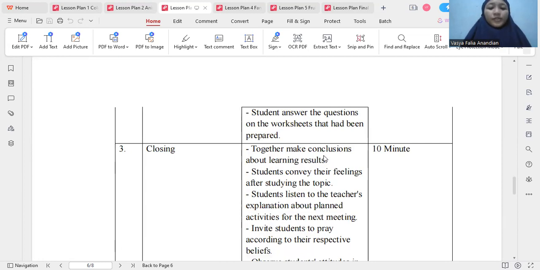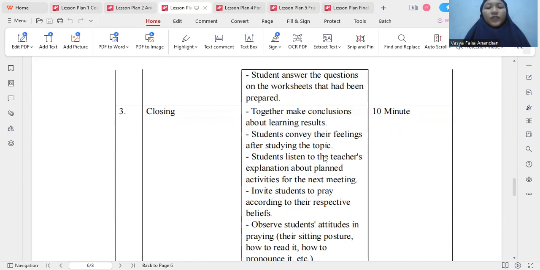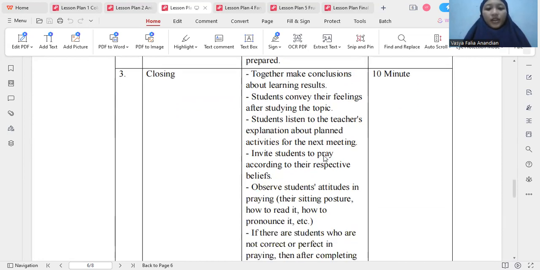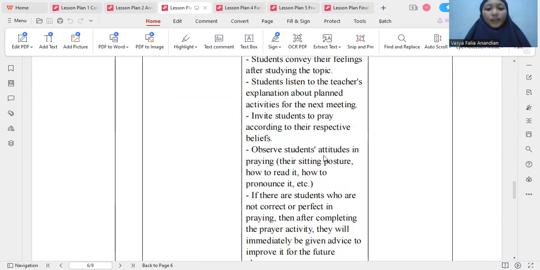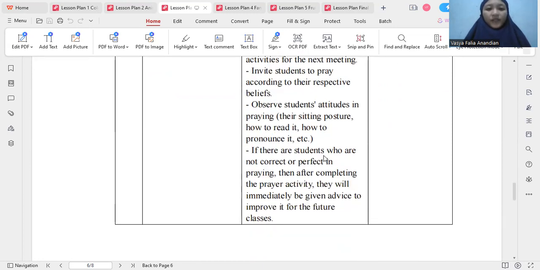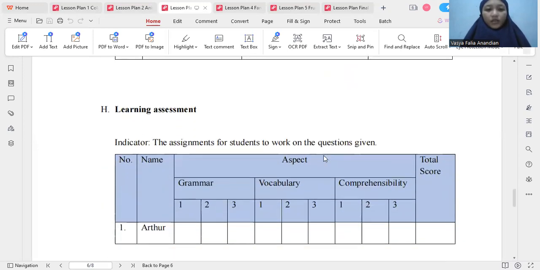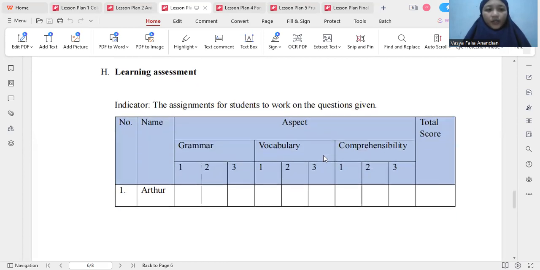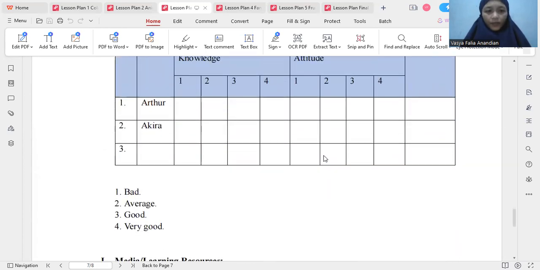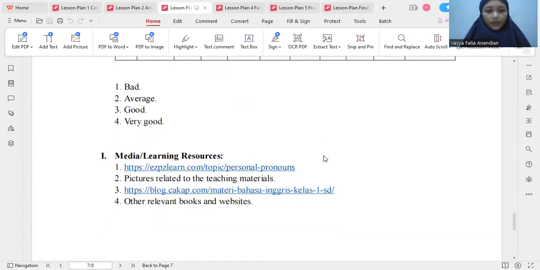Closing: conclusion about learning results, convey their feelings about the topic, listen to the teacher explanation about the planned activities next meeting, invite students to pray, observe student attitudes in praying, and correct them or give them advice if there is any incorrect or not perfect praying. This is the rubric score for learning assessment. And the media learning source is websites related to the teaching materials and other relevant books and websites.